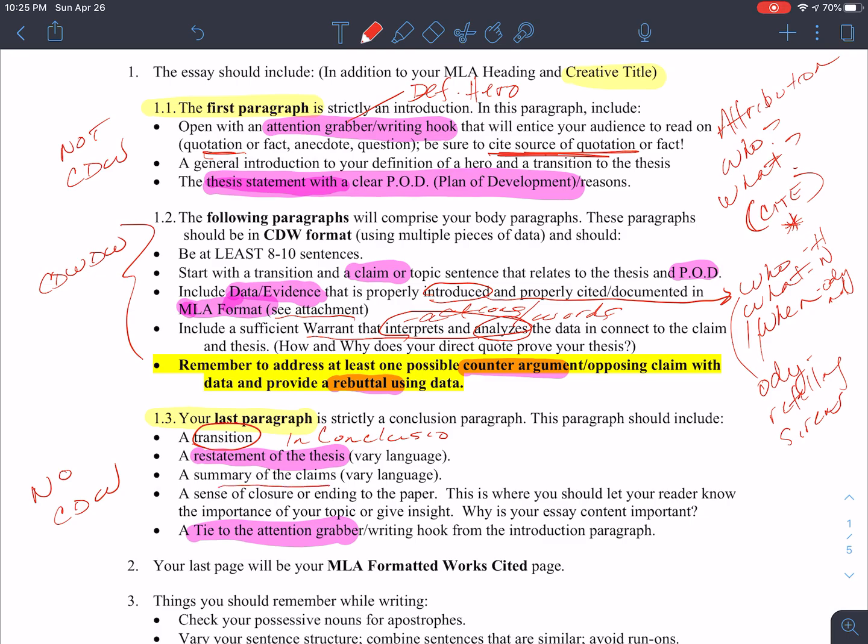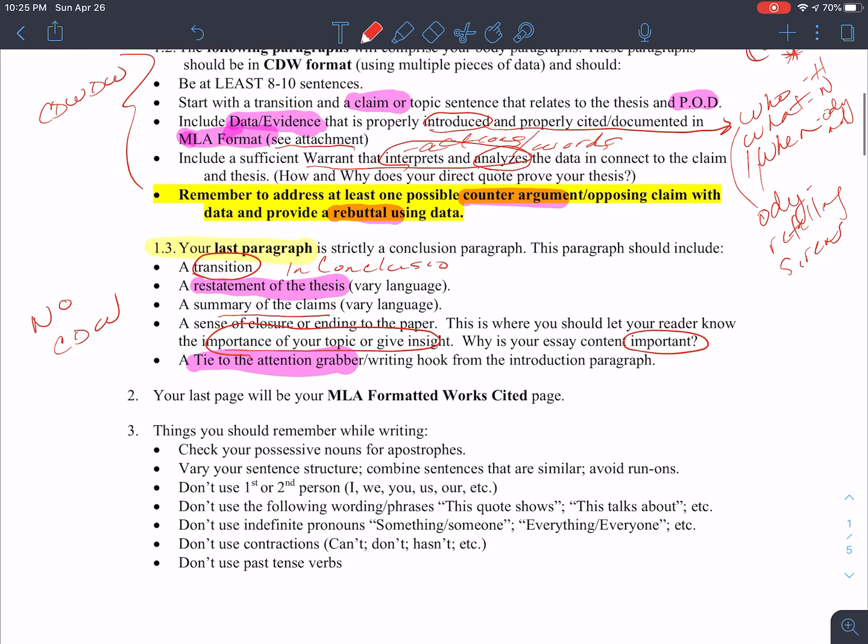Vary the language. And then make sure you give that sense of closure, right? That idea of why is it significant, right? What kind of insight did you gain from this reading and from this essay? And why is it important that we take away what it is that you've proven, okay?